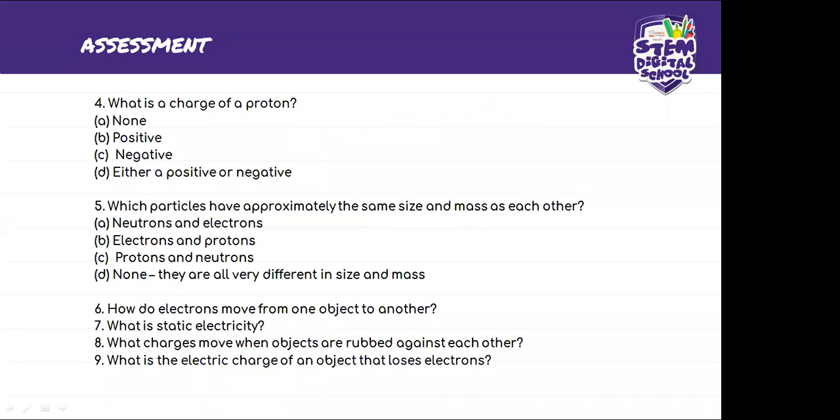All right. There you have question 4 and question 5. So let's keep working. Question 4 is saying, what is the charge of a proton? A, none, B, positive, C, negative, D, either a positive or a negative. Question 5 is saying, which particles have approximately the same size and mass as each other? A, the neutrons and electrons, B, electrons and protons, C, protons and neutrons, or D, none, they are all very different in size and mass. Which of them?